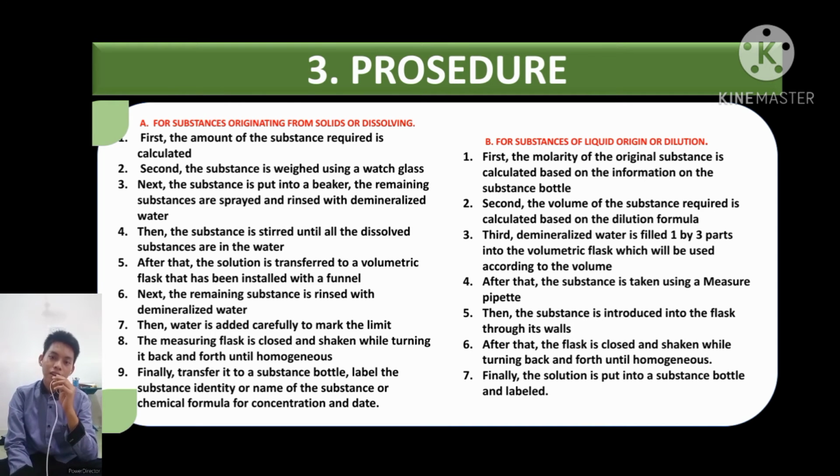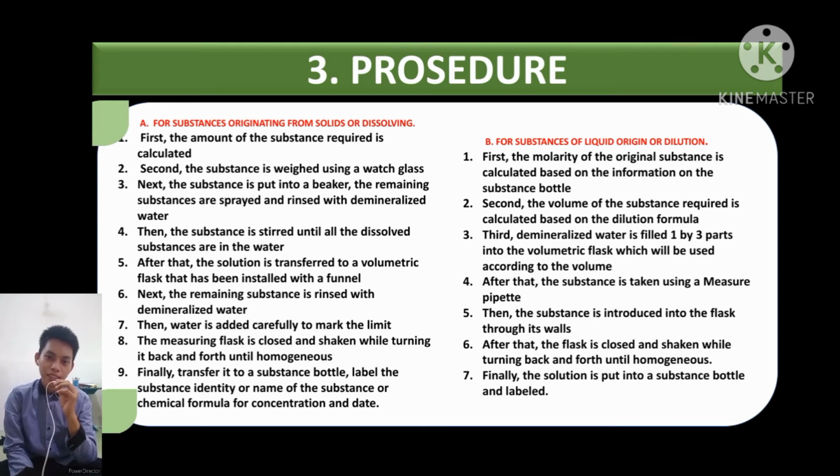Then, water is added carefully up to the mark limit. The volumetric flask is closed and shaken while turning it back and forth until homogeneous. Finally, transfer it into a substance bottle. Label the substance identity, either the name of the substance or chemical formula, along with concentration and date.